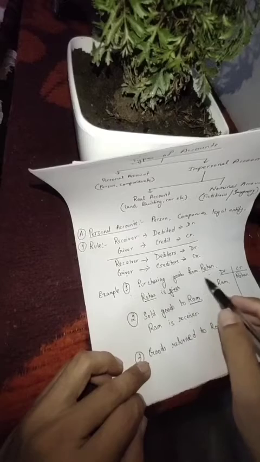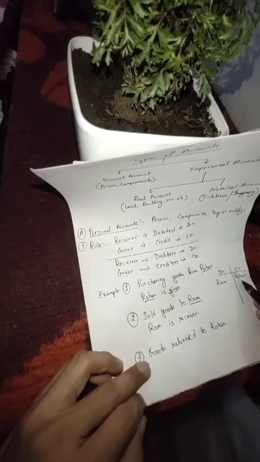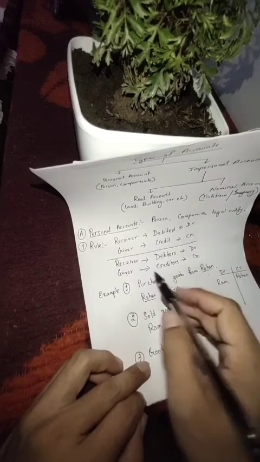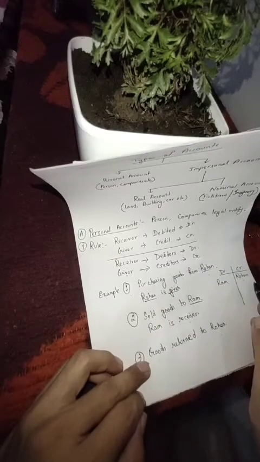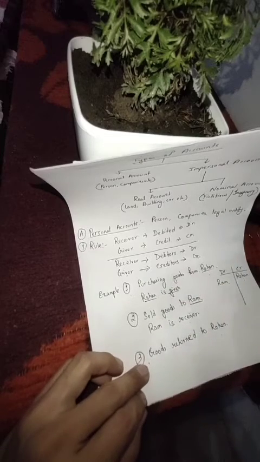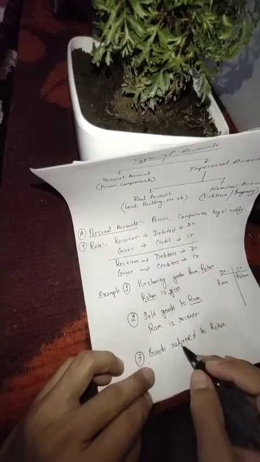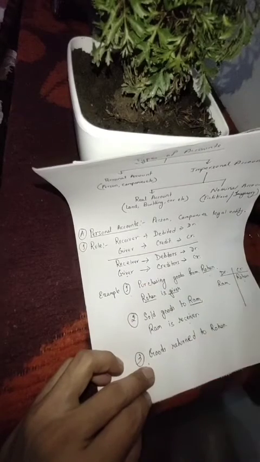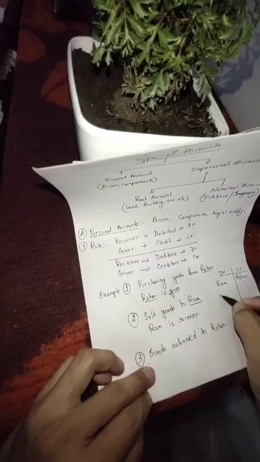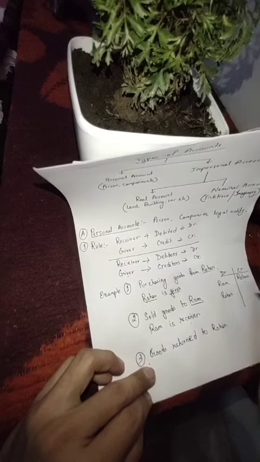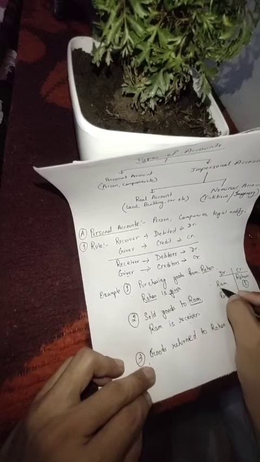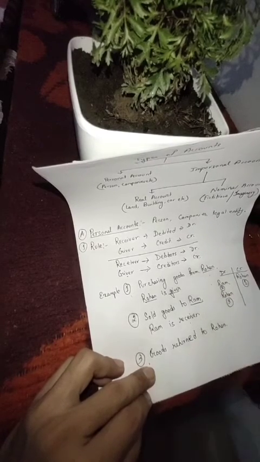Since Rohan was first a creditor item, look over here, now we are returning goods back to Rohan. So we need to debit that creditor item in order to reduce that amount. In this situation, Rohan is receiving something, so we are going to put Rohan on the debit side. So let me put example number 1 over here, example number 2 over here, and this is example number 3.